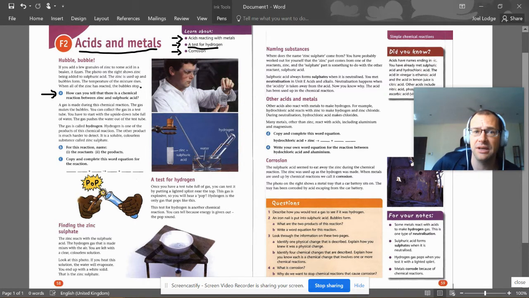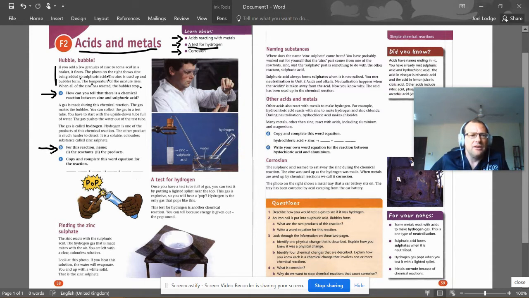Well, you see this scientist, he is dropping zinc into sulfuric acid. So you read this bit here. If you add a few granules of zinc to some acid in a beaker, it fizzes. The photo shows zinc being added to the acid. The zinc is used up, bubbles form, and the temperature of the mixture rises. So how can we tell that a chemical reaction has taken place? Well, you got it. The zinc's being used up, there are bubbles being produced, and the temperature of the mixture rises. And also the fourth thing, the zinc has all been used up, or the reactants get used up. Okay? So you can write that down, question and answers in your book.